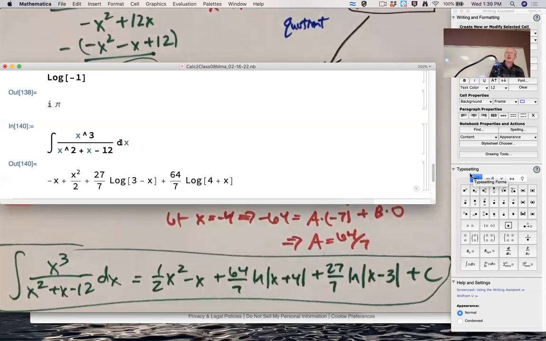Okay? Integration is definitely harder than differentiation. Keep practicing. See you on Friday.